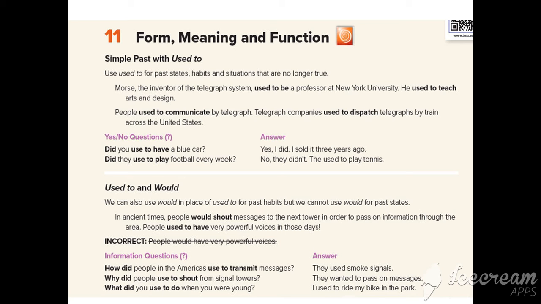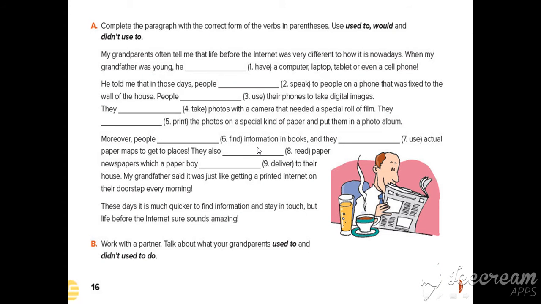We have finished simple past with used to. Next we are going now to answer the question. Complete the paragraph with the correct form of verbs in parentheses or brackets. Use used to, would, and didn't use to. We have here 9 questions or 9 gaps. We have to fill it with used to and didn't use to, right? Okay.